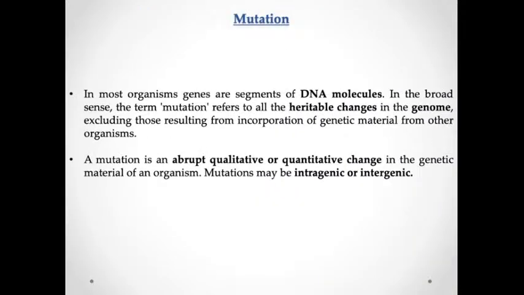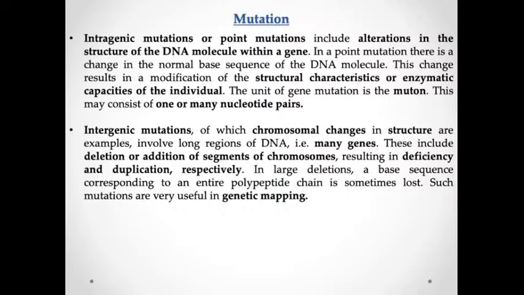So in most organisms the genome has segments of DNA molecules, and mutation refers to the heritable changes happening in the genome, excluding those resulting from incorporating genetic material from other organisms. So mutation is an abrupt qualitative or quantitative change in the genetic material of the organisms, and this could be intragenic and intergenic. Now we will discuss various types of mutations. So first come the intragenic and intergenic mutations.